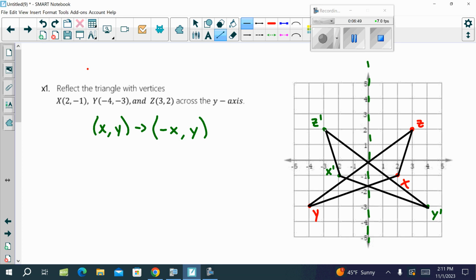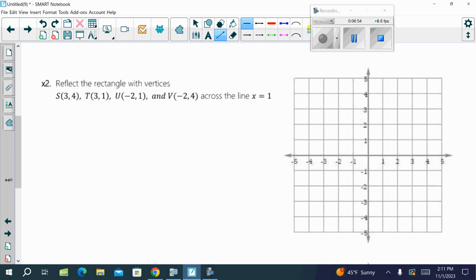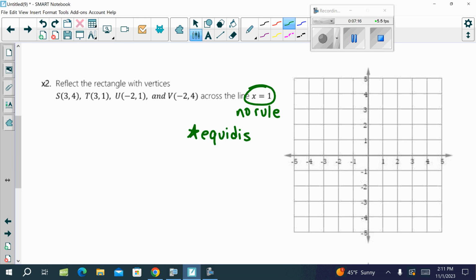Okay, let's get started on the next one. Reflect the rectangle with these vertices over the line x equals 1. This one, x equals 1, does not have a rule. Okay, so there's no rule from the first page for an x equals a number or a y equals a number. So whenever you have that, you have to do equidistant. So if you don't have a rule to apply, you're going to have to use the equidistance property. So let's draw the rectangle.